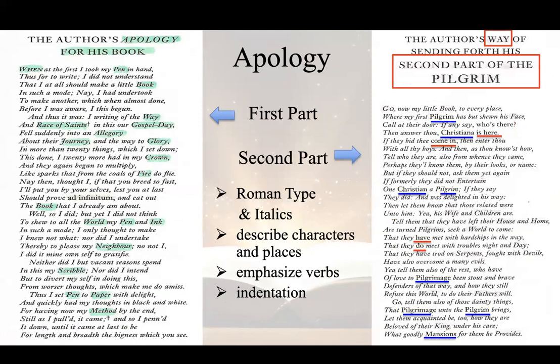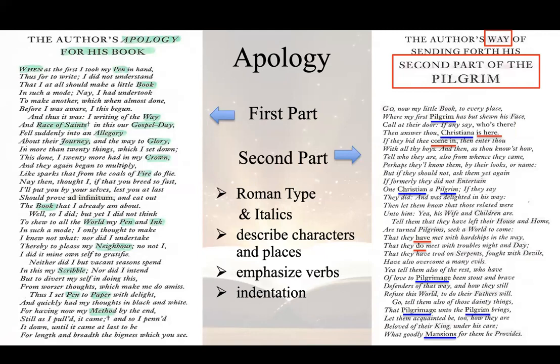The author's apology part. We can see here on the right side, all the title words are Roman font, with all letters capitalized without italics. The word pilgrim is the largest, followed by second part, a little smaller, and the author's way of sending forth his is the smallest compared with the other lines in the title.